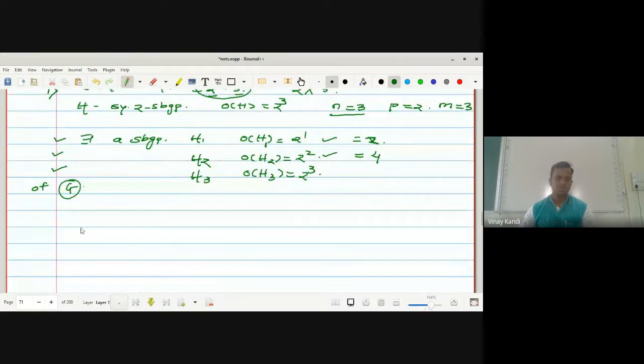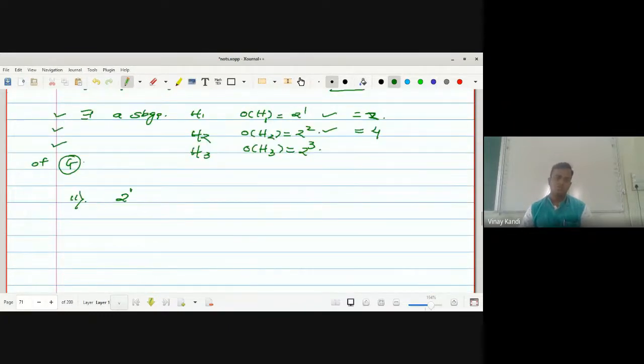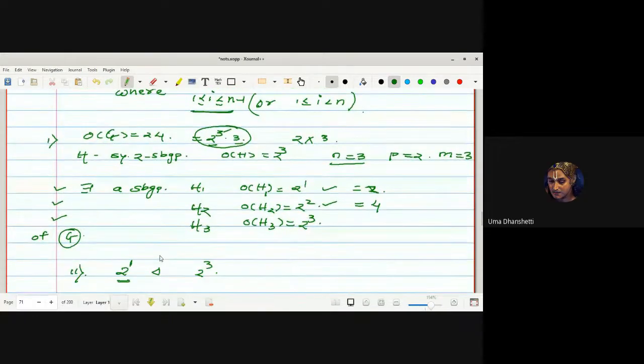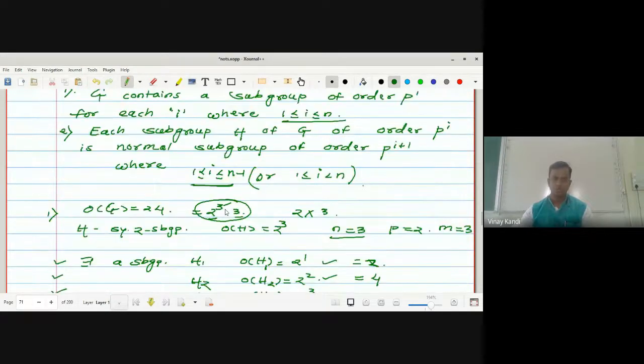And what does the second statement tell? Look here. Each subgroup H of G of order p raised to i is a normal subgroup of order p raised to i plus 1. That means a subgroup of order 2 raised to 1 is normal in a subgroup of order 2 raised to 2. That is, H1 is normal in H2. Is it correct? Sorry, 2 raised to 2.